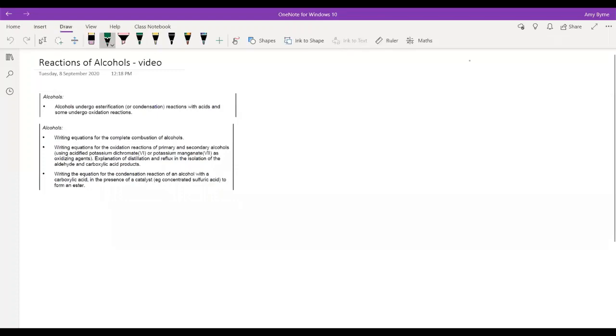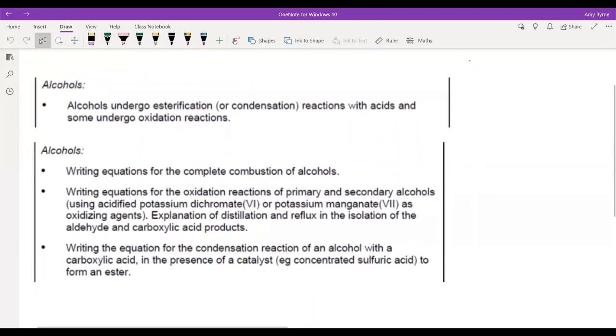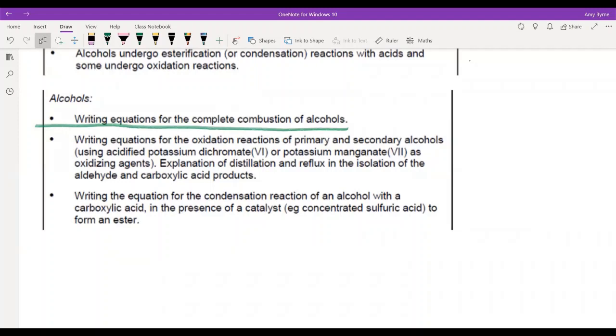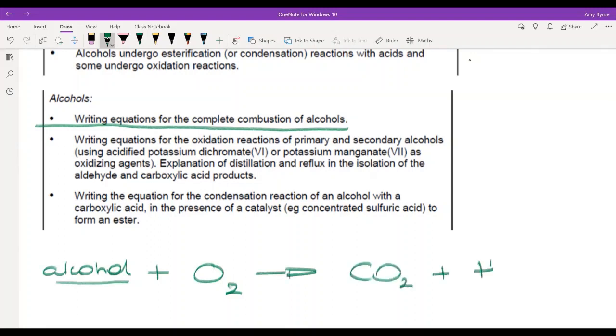Okay, so I've grabbed the parts of the 10.2 topic guide that relate to alcohols. I am not going to talk overly long about complete combustion. Most of my focus is going to be on oxidation and esterification. So let's very quickly talk about complete combustion. Basically, it is your alcohol plus sufficient oxygen to be able to form carbon dioxide and water.